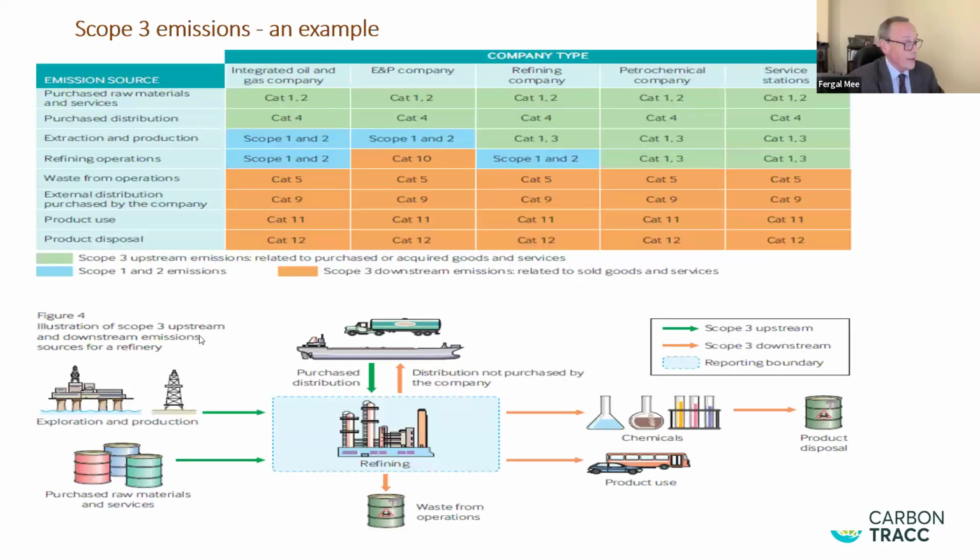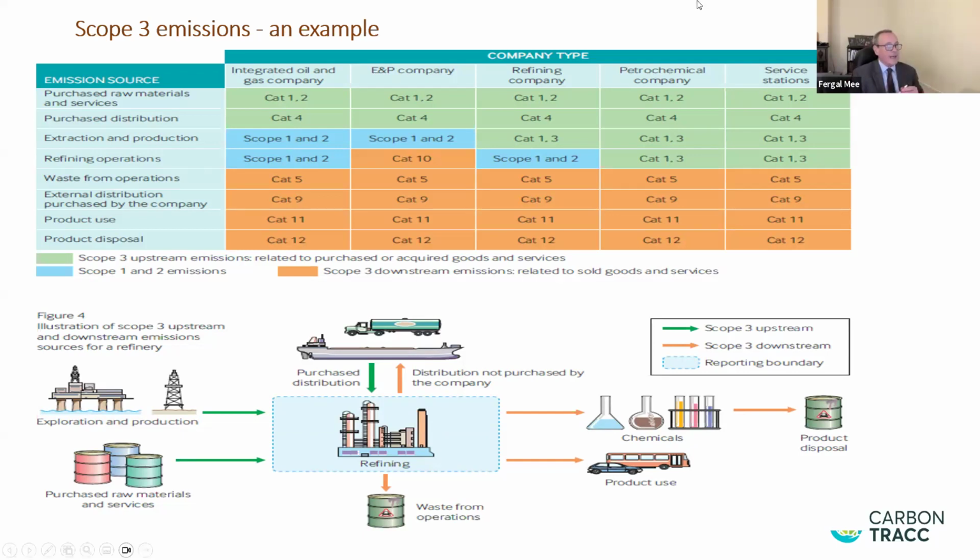Here's an example again from another business showing the distribution, as it were, throughout the business operation of the Scopes 1, 2, and 3. So what's in blue? It's an integrated oil and gas company. So extraction and production would add to their Scope 1 and Scope 2 emissions. Refining operations would add to their Scope 1 and Scope 2. Exploration and production company. The categories here, that's category 10 of the Scope 3 emissions. So you will have this slide.